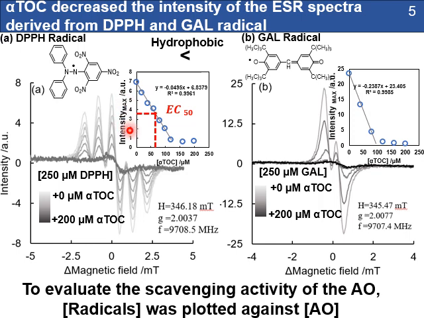This indicates that alpha-tocopherol is scavenging the radicals. To evaluate the scavenging activity, we calculate the EC50 value. EC50 represents the concentration of antioxidant required to reduce the initial radical amount by half.